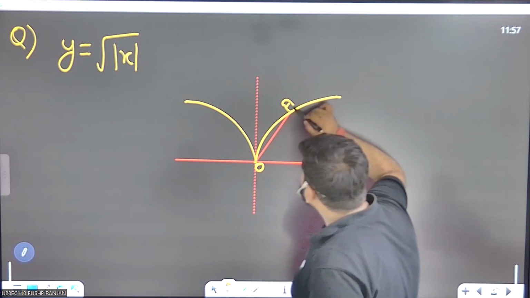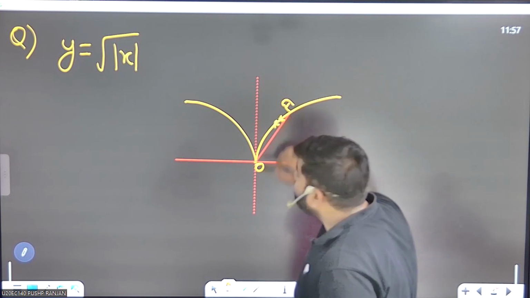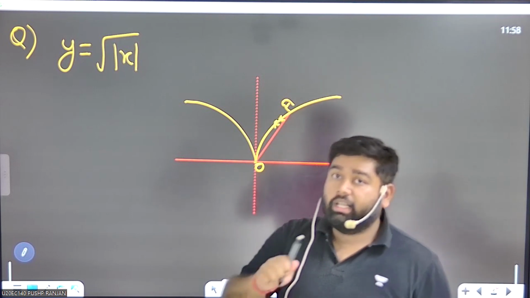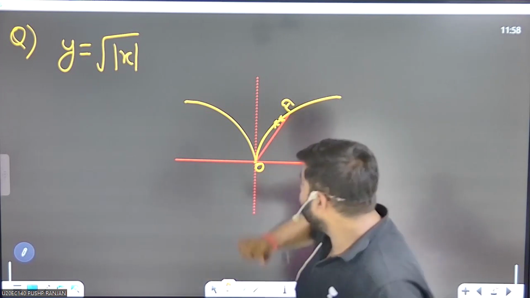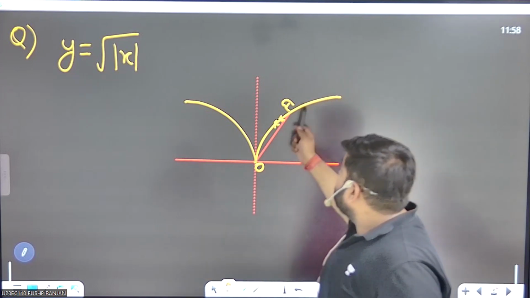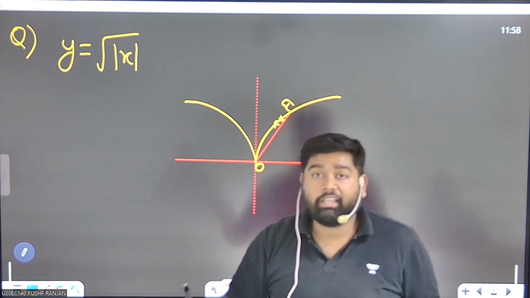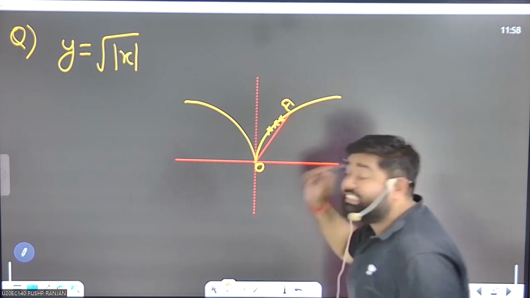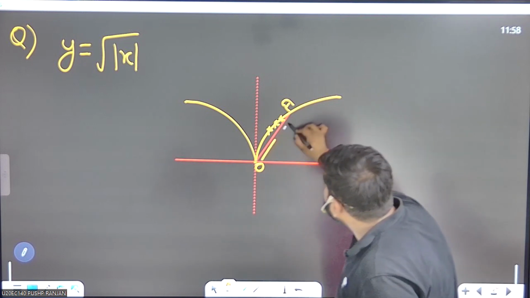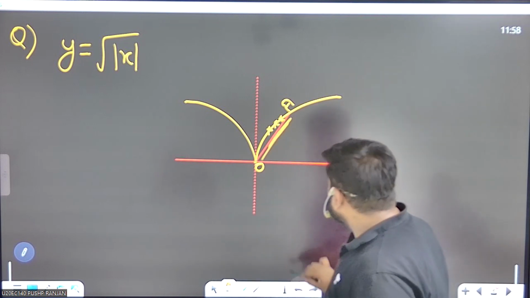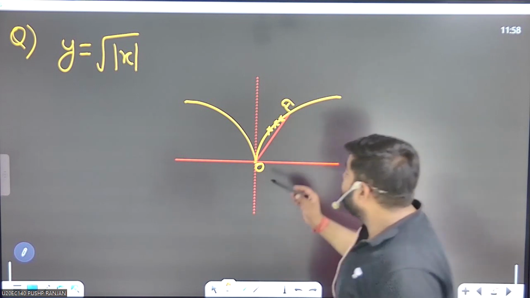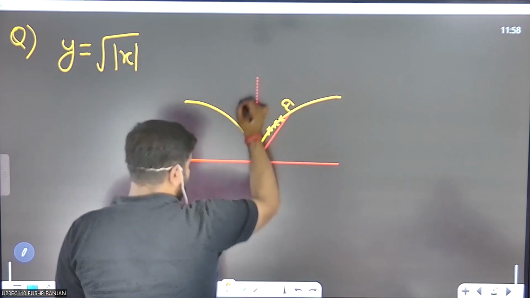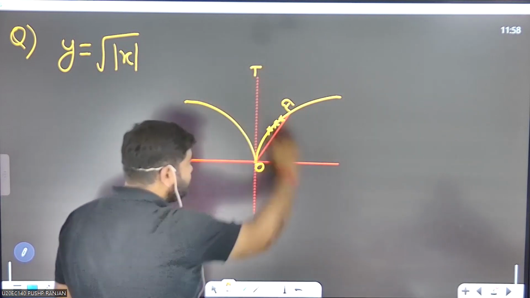Then move this A on the curve towards O. As I have already discussed in the previous slide, we have to move the point A towards O on the curve. Then what will be the tendency of this line OA? The tendency of this line OA will be to become this line. Let's call this line OT.